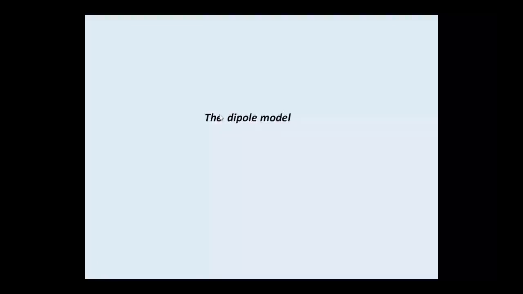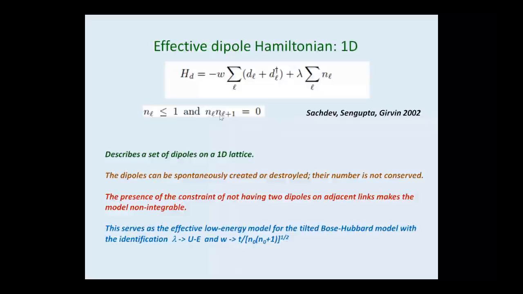So now I'm going to explain a model which essentially tells you what the relation of this experimental system is with the model that we study. This model is an effective dipole Hamiltonian, where D is the dipole destruction operator and D dagger is the dipole creation operator. This is something that we studied long back, much before any of this came, just out of curiosity. What this does is it describes a set of dipoles in a 1D lattice whose numbers are not conserved, so you can spontaneously create and destroy dipoles.